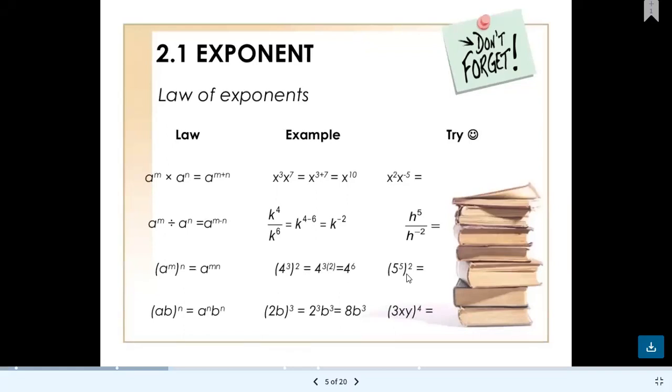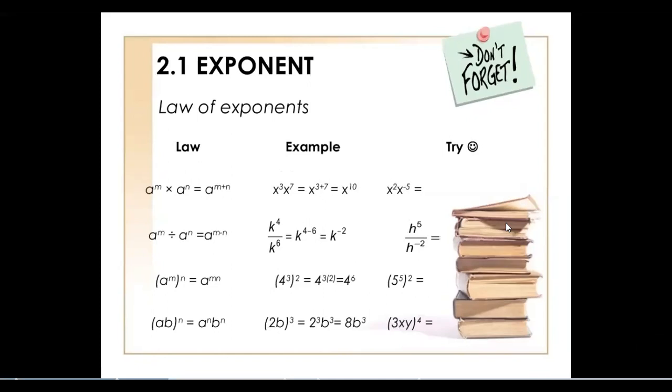5 raised to 5, raised again by 2. Okay, so that's correct, John Forbes. So the answer will be, and Micaela, so yan, we're getting there. The answer is 5 raised to 10. Okay, so yun, minultiply natin yung 5 times 2. So, diba? Okay, so I think we're getting there. So let's move on to another law.